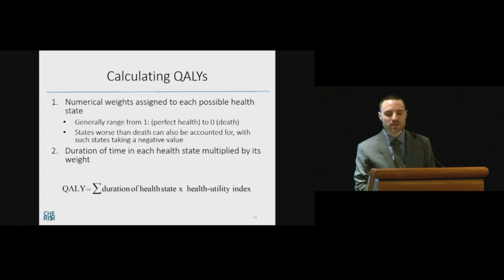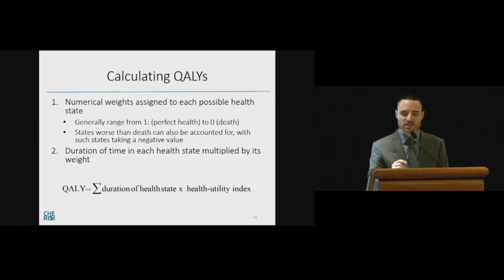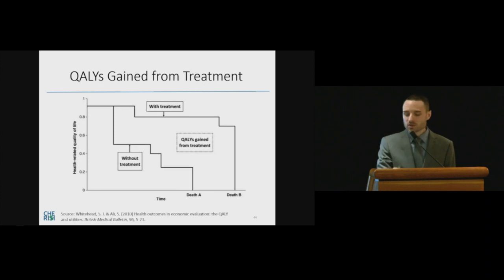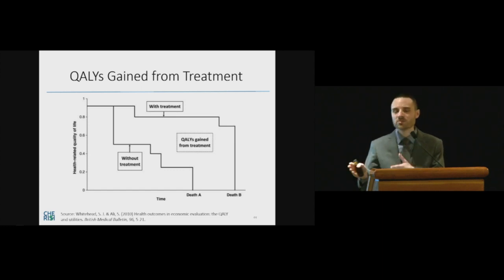Okay. So like I said, numerical weights are assigned to each possible health state. Again, the general range is 1 to 0. The duration of time is multiplied by the weight, and then we sum that up. Here's what that would look like graphically. As I mentioned, we take these assessments at different points in time, and let's say you're comparing individuals with treatment to individuals without treatment. If you're using a decision analytic model, you could trace these individuals from the point of the intervention up until death. Or if you're doing it just alongside the clinical trial, you would just observe it over that specific time frame.